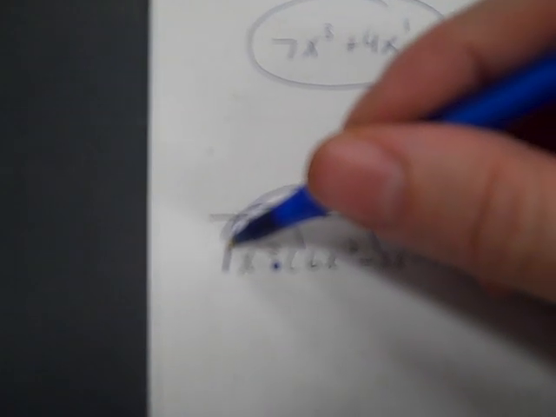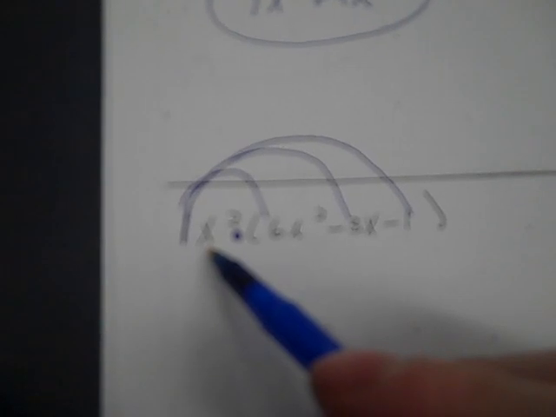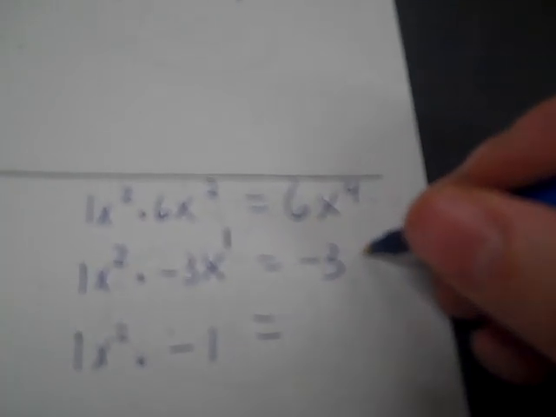Okay, and then again, 1 times negative 1, but it's 1x to the second times a naked negative 1. So 1x to the second times negative 1. Okay, so I find these three products then. 1 times 6 is 6, and then 2 plus 2 is 4, so 6x to the fourth. 1 times negative 3 is negative 3, and that x has a 2. This x would get a 1 then. 2 plus 1 is 3. Okay, 1 times negative 1 is negative 1.